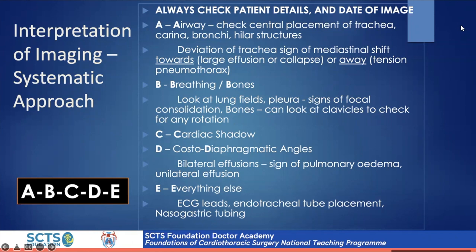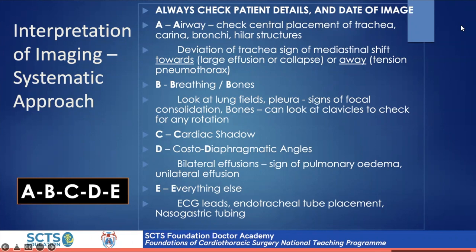Obviously, a deviation of the trachea can be signs of clinical pathology. Tracheal deviation away, causing a mediastinal shift, can be a sign of tension in the thorax, and towards could be a sign of pathology caused by a large pleural effusion or a collapse of the lung.